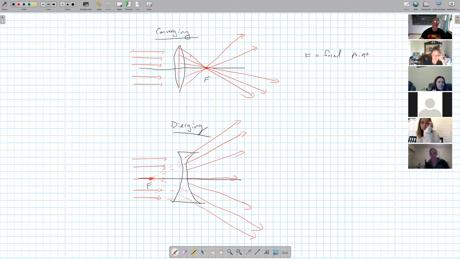Now, I'll talk more about this in a little bit, but it turns out that for now, we're not going to care about the radius of curvature, but it turns out that we can have different radii of curvature on each side. So this one can have a different radius than this one. Same thing over here. This one can have a different radius. We'll talk about that. That's what's known as the lens maker equation, but we'll get there soon enough.